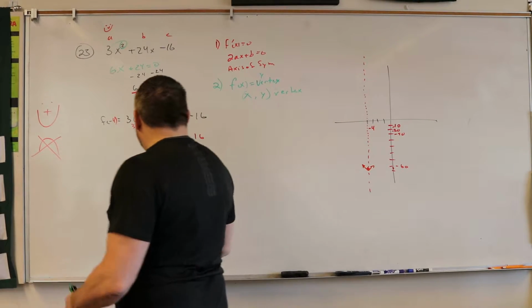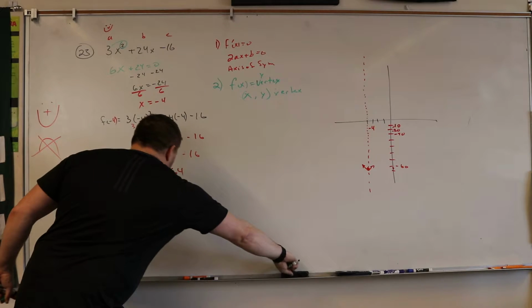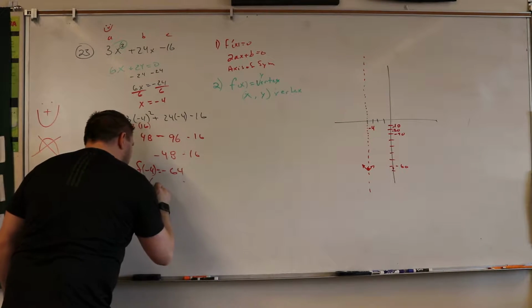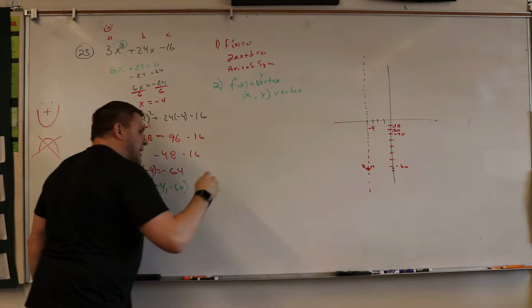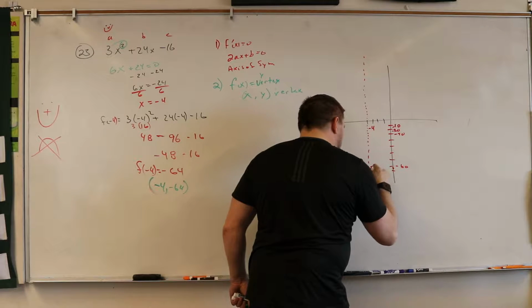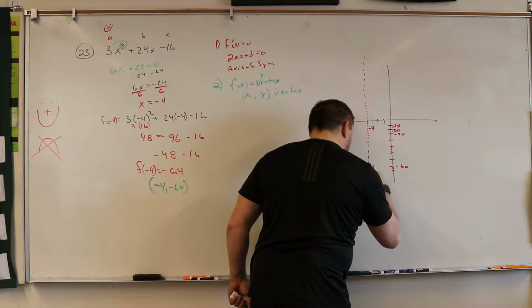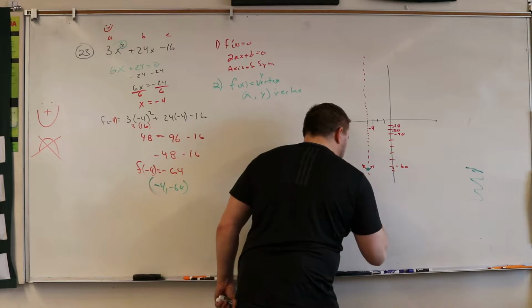Our vertex, oh, that was supposed to be in green. Sorry about that, people. Let me rewrite that in green. Negative 4, negative 64, in green. There's green. It's a lovely color.